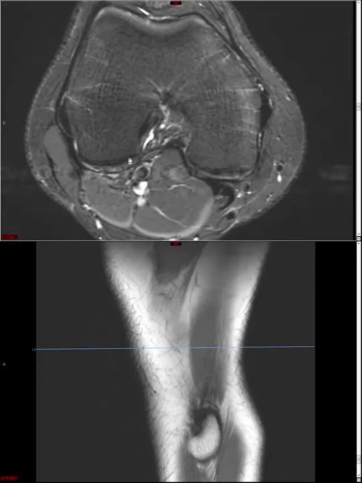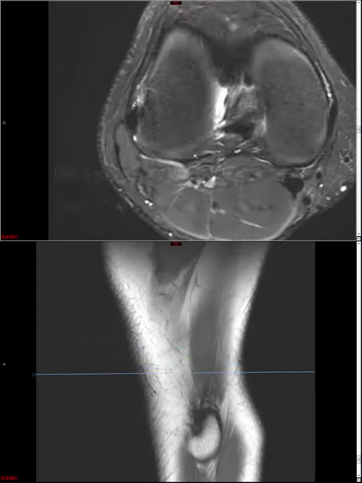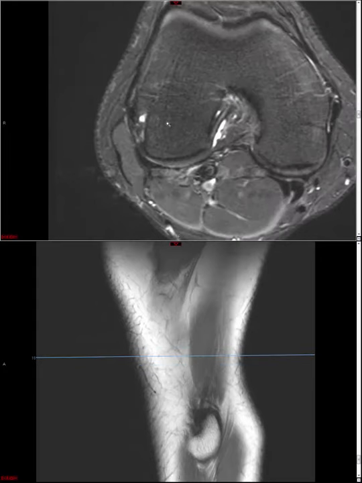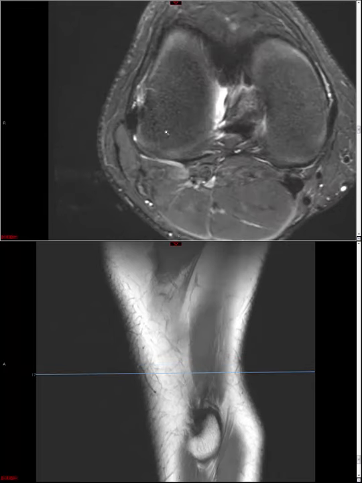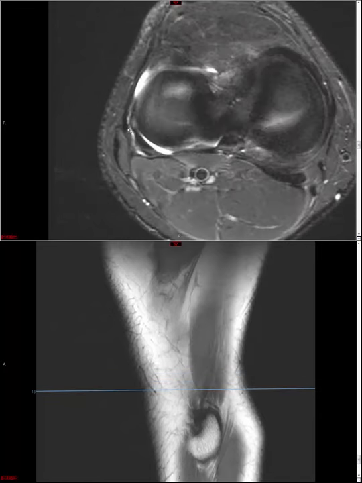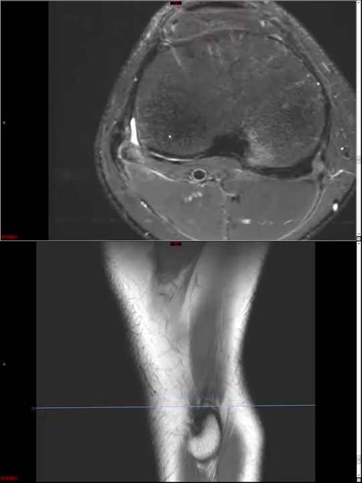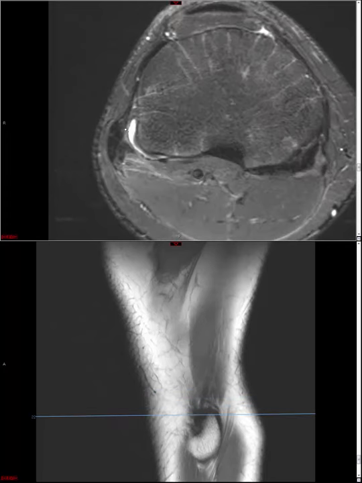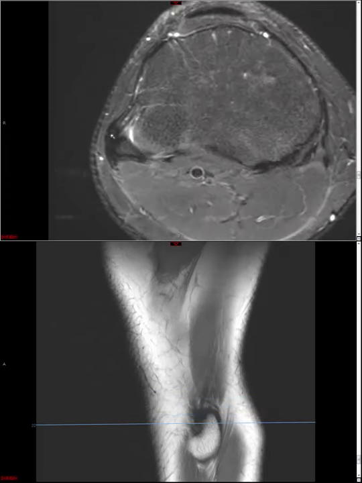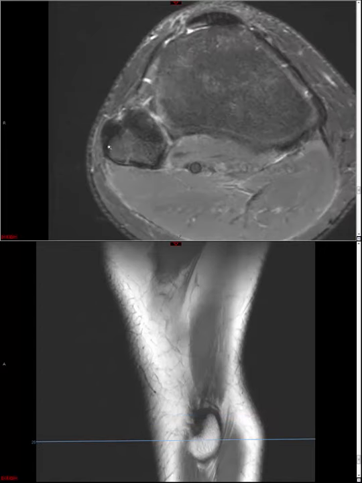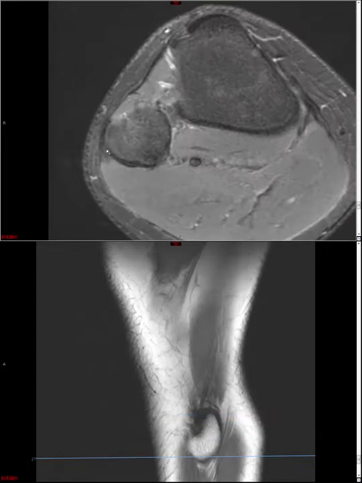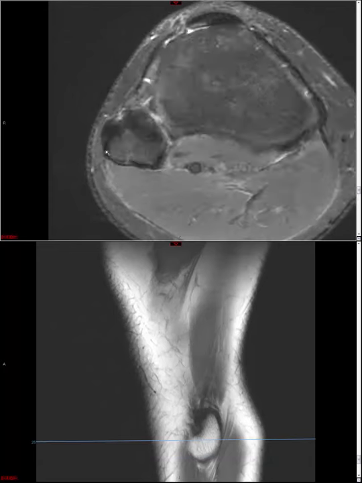So let's try to blow this up a little bit. Okay, so this is the lateral femoral condyle, and I'm going to slowly scroll inferiorly, and what you're going to see is the LCL going lateral and posterior as I scroll inferiorly. So there it is, and you can see it gradually joining with the biceps femoris to form the conjoint tendon, and both of these structures inserting again on the lateral aspect of the fibular head, and that's important to note.